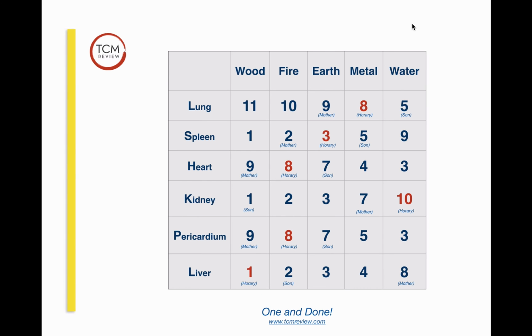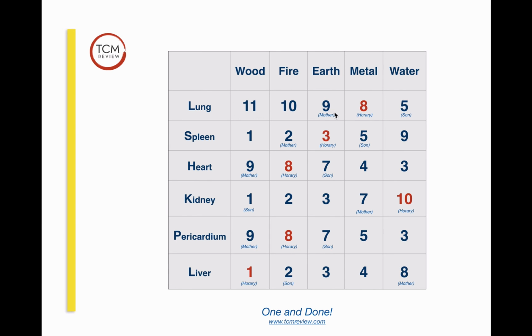So here we have our table with our shu points. We said lungs are deficient, so we're going to tonify the mother. Lung mother is lung 9, right? It's one point off from the horary point. So that's lung 9, and lung 9 is an earth element.